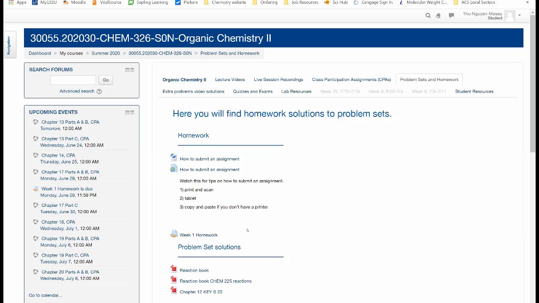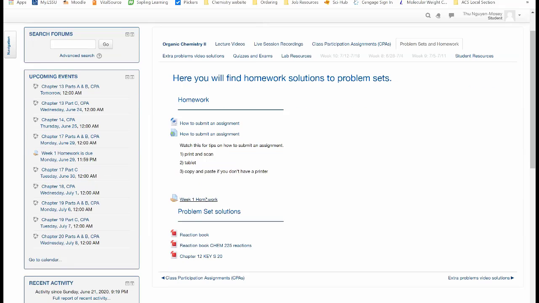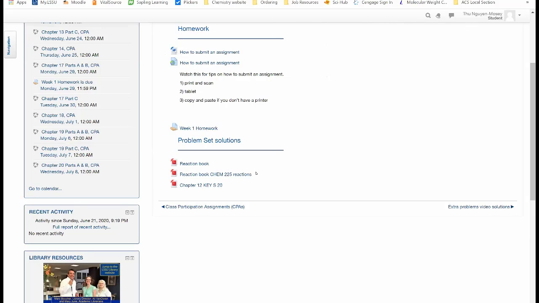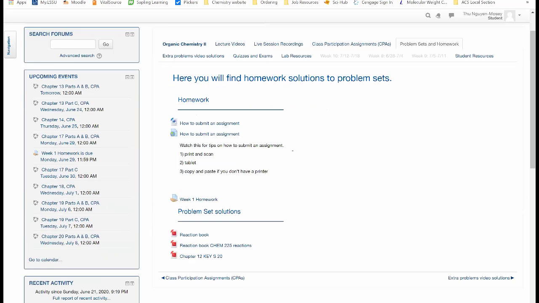And then you have your week 1 homework is right there. So that one's where you can click to find the homework assignment. And then there's the reaction books as well. And then your problem set solutions will be here on this page as we go through different ones.